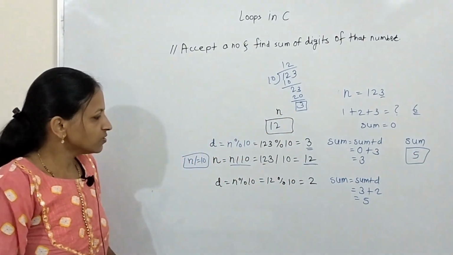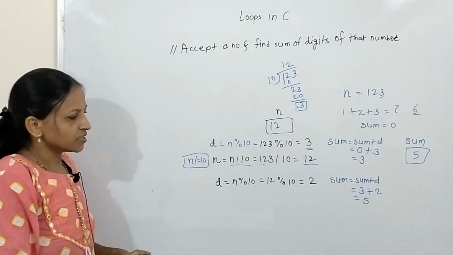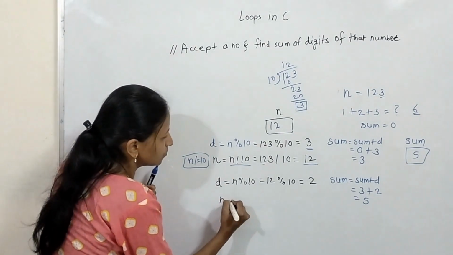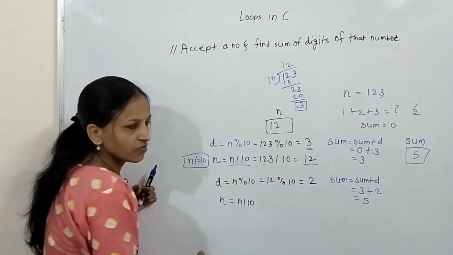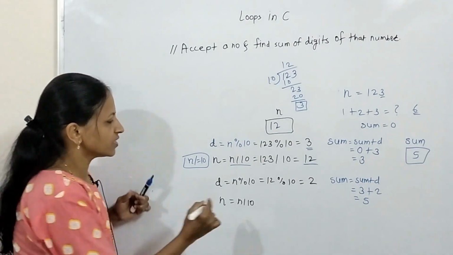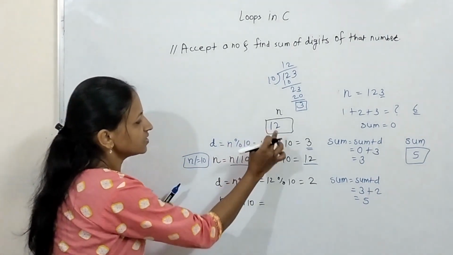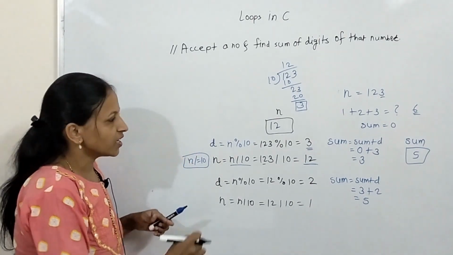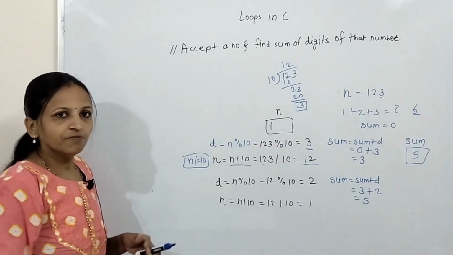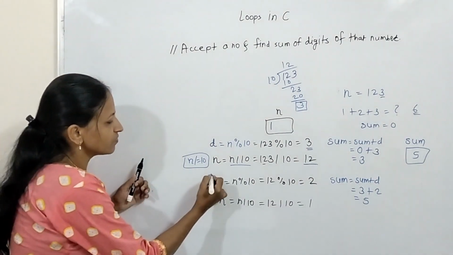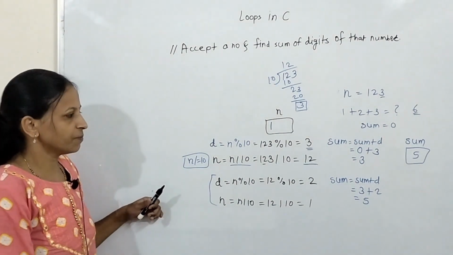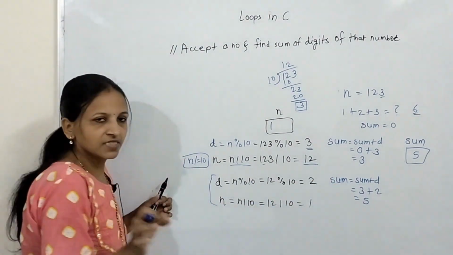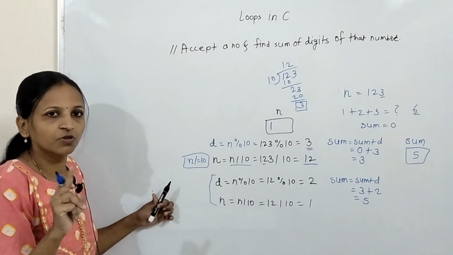Now again do the same process. Now n equals n divided by 10. We will repeat the same process again. Now what is the value of n here? n is 12. 12 divided by 10 we will get 1. Now n will become 1. Now again do the same process. Whatever steps we have, these 3 steps we have to repeat again.